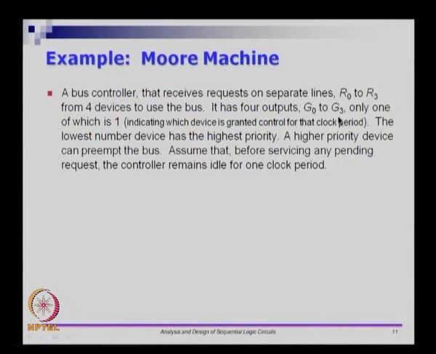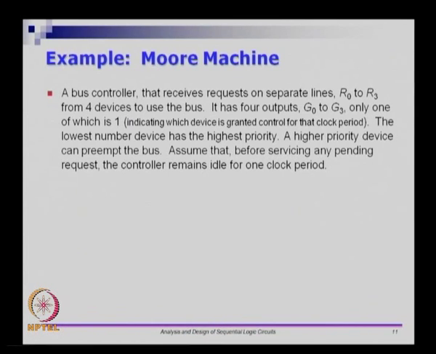There are 4 requests that are coming in, you want to grant permission to only one of them. So what we want is there are 4 outputs G0 to G3, and only one of them must be 1, because you do not want a printer to print multiple jobs from different users at the same time. So you want only one of them to be a 1. The lowest number device has the highest priority.